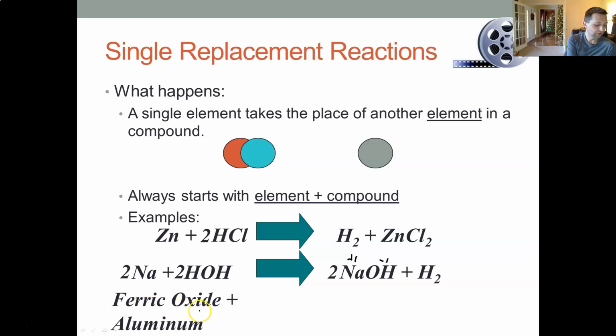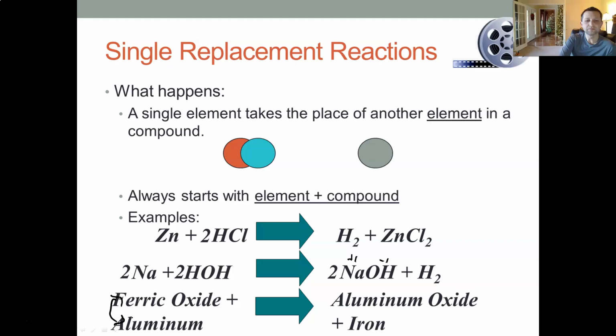So you want to know the aluminum is going to take the place of the ferric, which is the iron. Okay, what will we end up with then? We'll end up with iron by itself plus aluminum oxide, since the iron, which is ferric, and the aluminum switch places. Okay, so aluminum oxide plus iron.